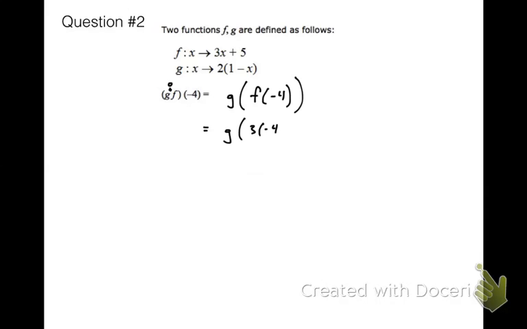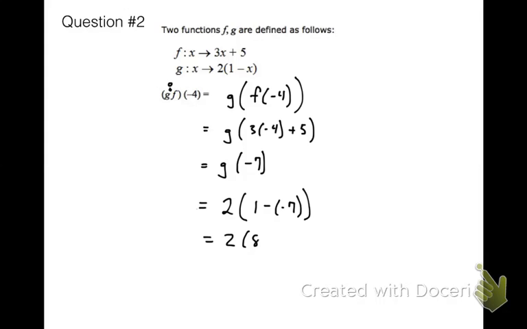So what I've done here to start off is I'm evaluating f at -4 inside the function g of f, or inside the function g. So now as I've evaluated f at -4, I get -7, and now I'm plugging -7 into the g function. Wherever I saw x, I just put in -7, and it worked through to 16.